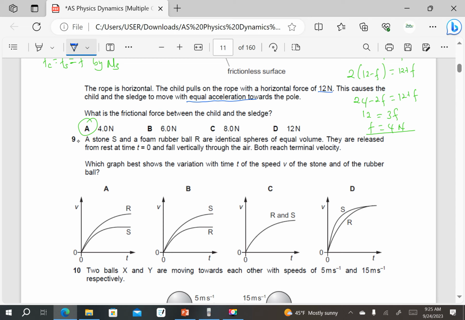A stone S and a foam rubber ball are identical spheres of equal volume. They are released from rest at time t equals to 0 and fall vertically through the air. Both reach terminal velocity. That means they reach a constant velocity. Which graph best shows the variation with time t of the speed v of the stone and the rubber?